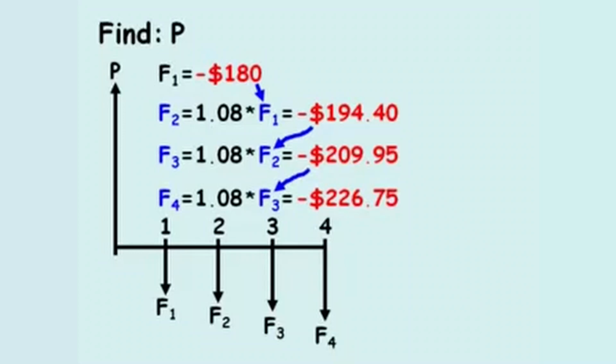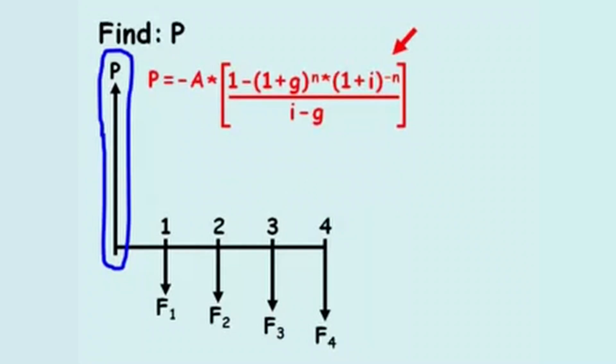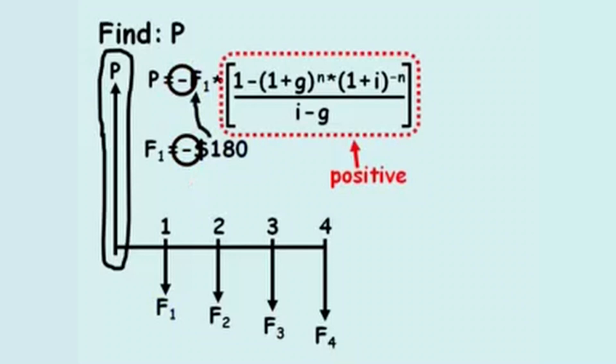However, for larger problems of this sort, the present value, P, is more easily calculated using this equation, which involves the variables A, G, N, and I. In this equation, A equals the first cash flow in the series, F1, which is provided in the problem statement as negative $180. After this substitution, there will be 2 negative symbols, which means P will be positive, because the second term in the product is also positive.